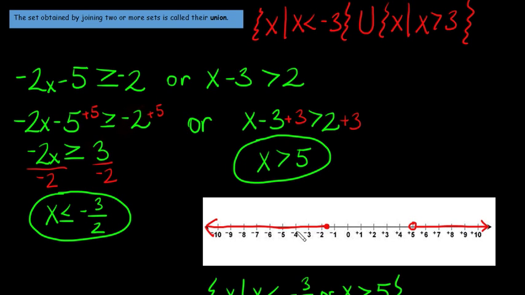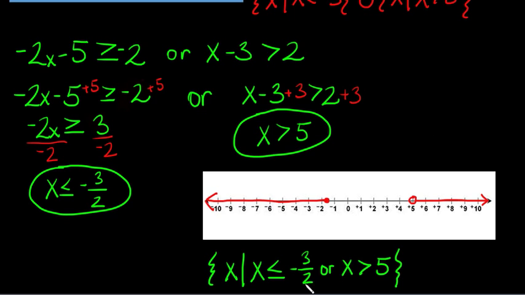I filled in my circle and everything less than that. Now on the right-hand side, x minus 3 is greater than 2. I need my x by itself, so I added a 3 to both sides, and I got x is greater than 5. 5 is not included, but anything greater than that is included. So my solution set is x such that x is less than or equal to negative 3/2, or x is greater than 5.